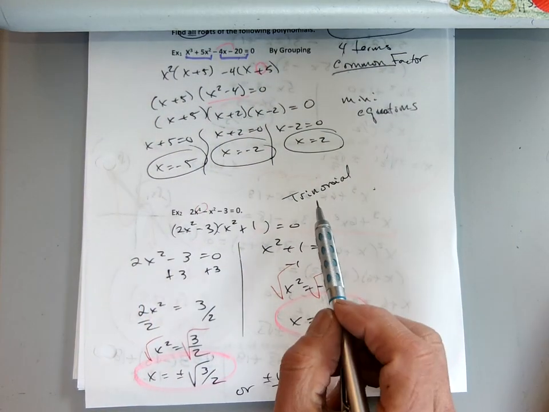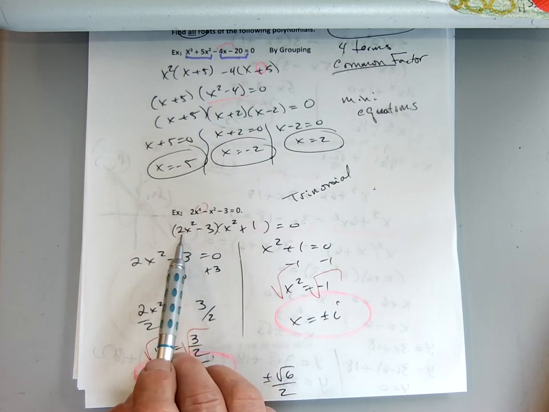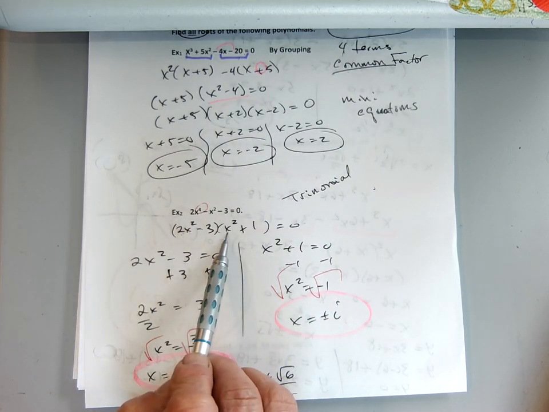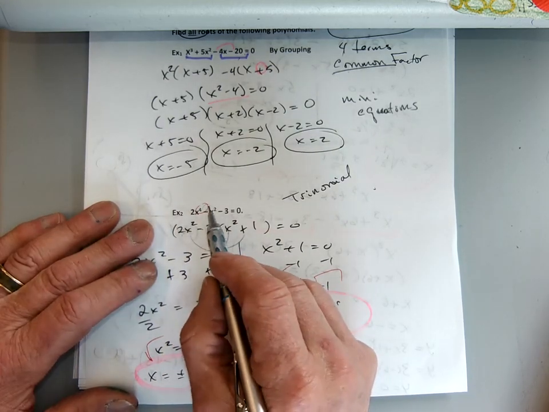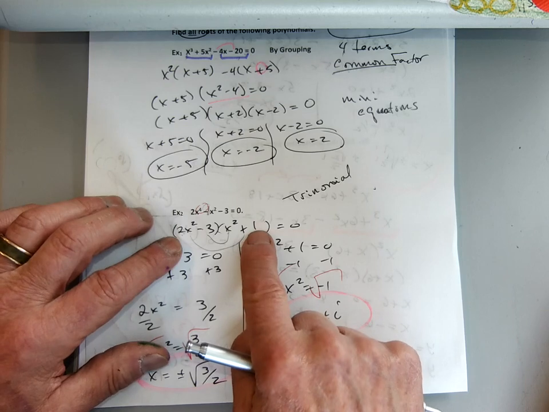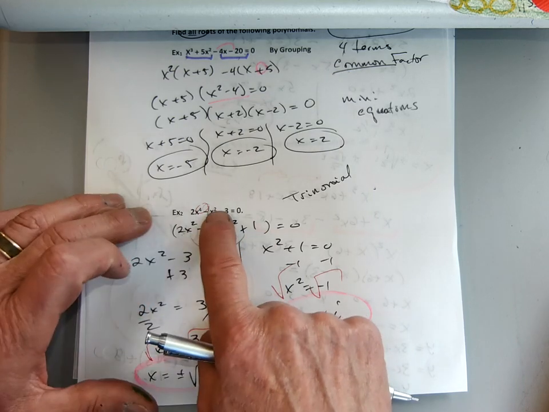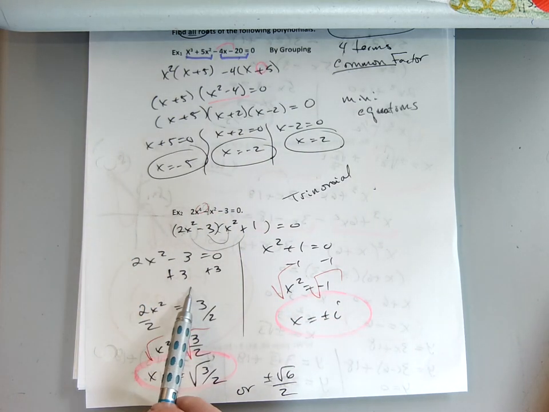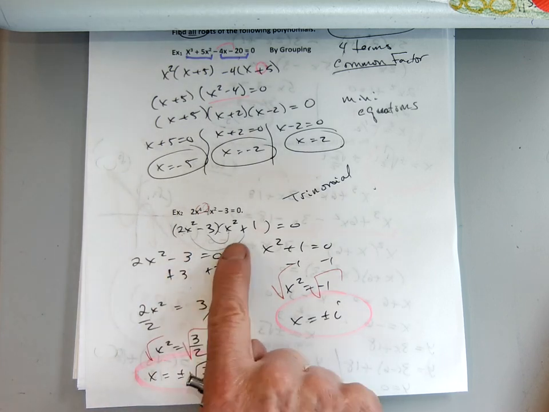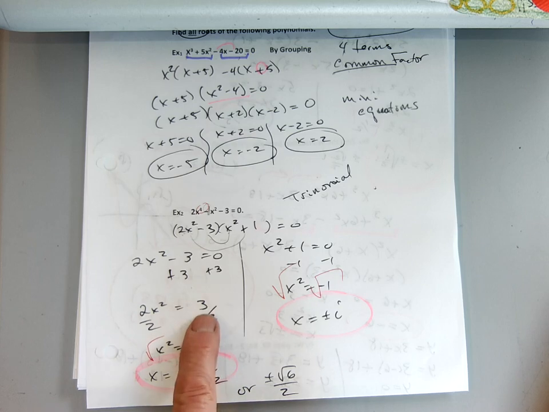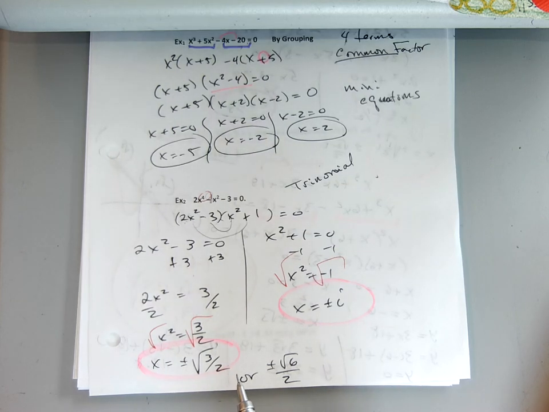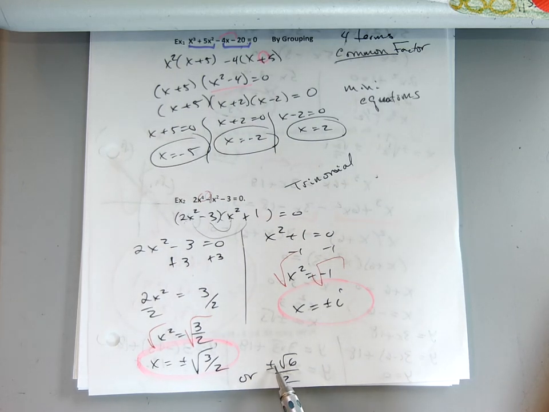Example 3 is a trinomial, so I went 2x squared, x squared. Multiples of negative 3, I went 3 and 1. If I do my double smiley, I need a negative 1x. Positive 2x squared minus 3x squared works. I do my mini equations. 2x squared minus 3 equals 0. X squared plus 1 equals 0. I solve. Plus 3, divide by 2. Square root, 2 answers plus or minus the square root of 3/2. Or if I rationalize, it's plus or minus square root of 6 over 2.